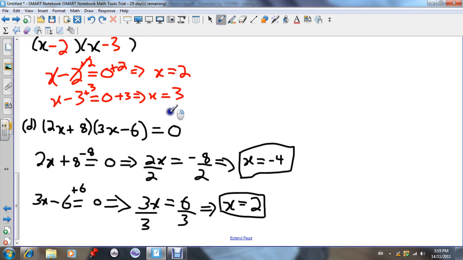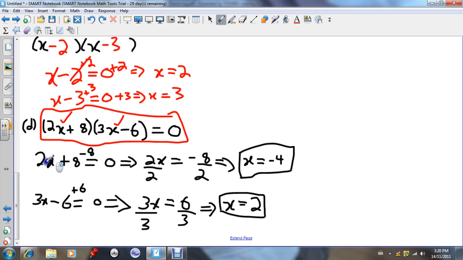Now, down the bottom, this is a bit different. You've got 2x plus 8 times 3x minus 6. Well, the first thing you should see is that it's been factored for you, so the hard part is already done. How do you find the values of x that make this one equal to 0 and this one equal to 0? You simply set each factor equal to 0, just like we did up top.